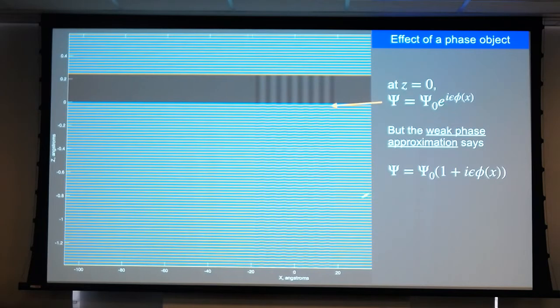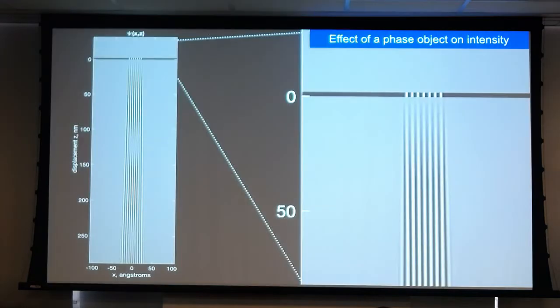And now we're going to make use of that Taylor expansion trick in a very important approximation called the weak phase approximation. We're going to say that epsilon is really small, and so this exponent is really small, so we can get by with saying that the wave function is the original wave function plus a modified one that has this epsilon periodicity in it. And the reason for doing that is that now we can talk about the unscattered and the scattered wave.